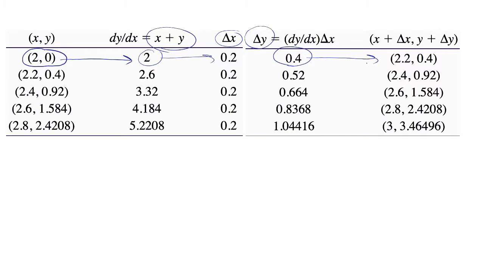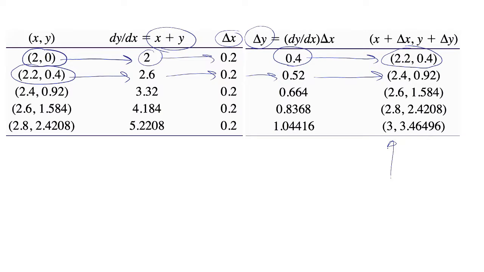Now we've located the second point. We take x plus delta x, or 2 plus 0.2, giving us 2.2, and y plus delta y, 0 plus 0.4 is 0.4. This is our second point. Notice we take that point and we start over again and repeat the process. So now we find dy/dx, x plus y, 2.2 plus 0.4, 2.6. We're using the same delta x of 0.2. We now find delta y, which then establishes the next point. We're going to repeat this process until we get to an x value of 3.